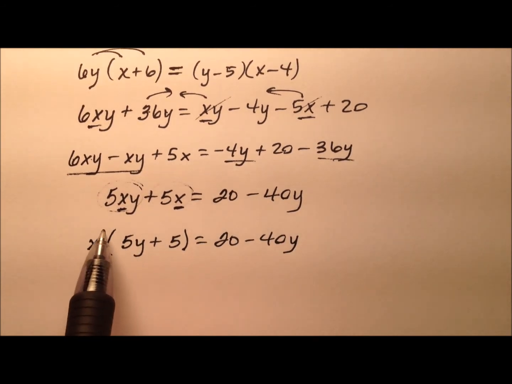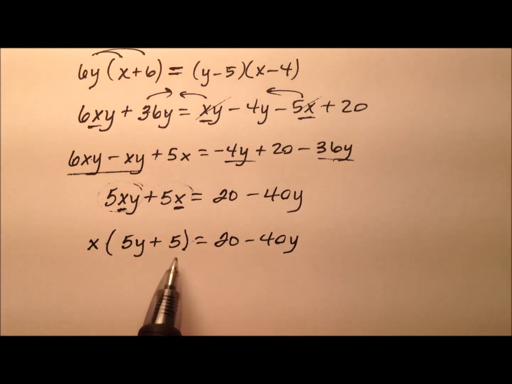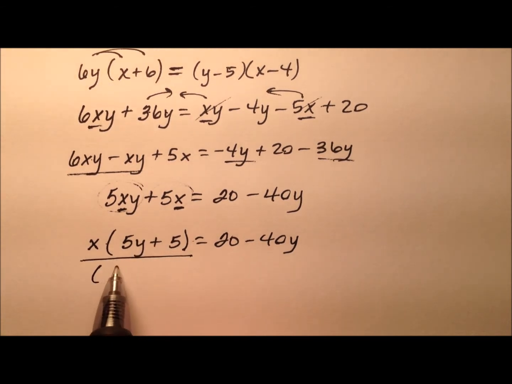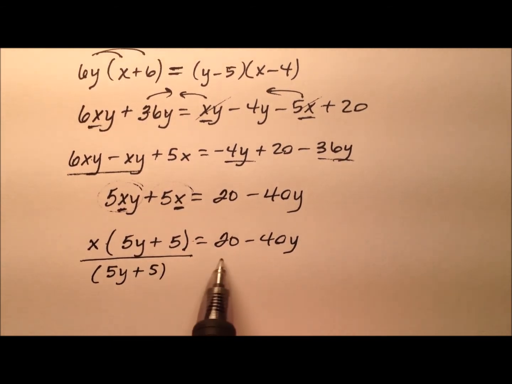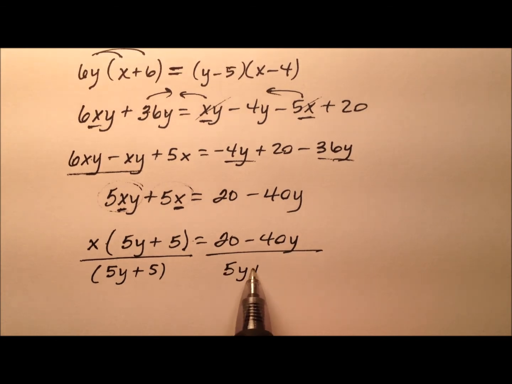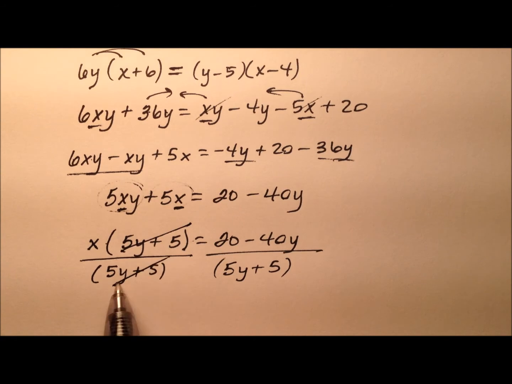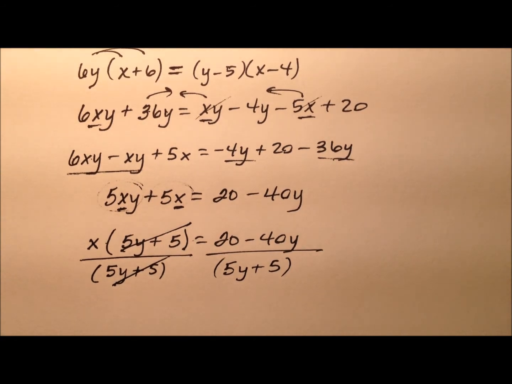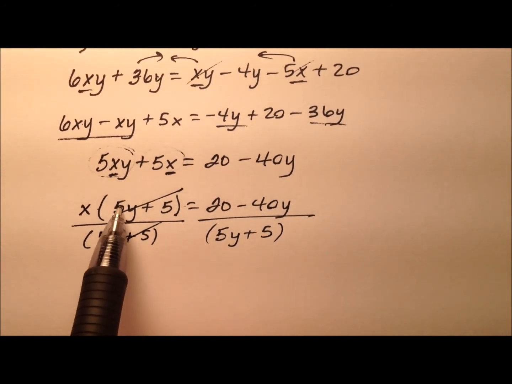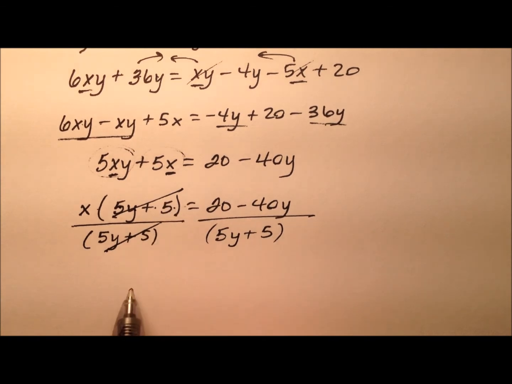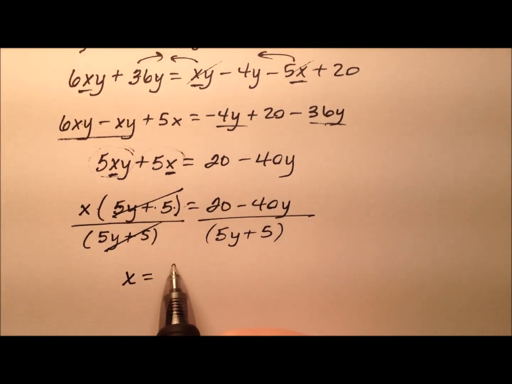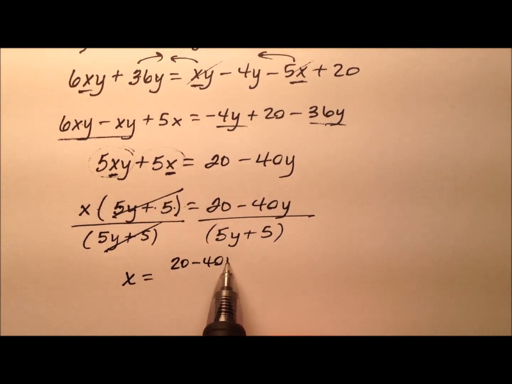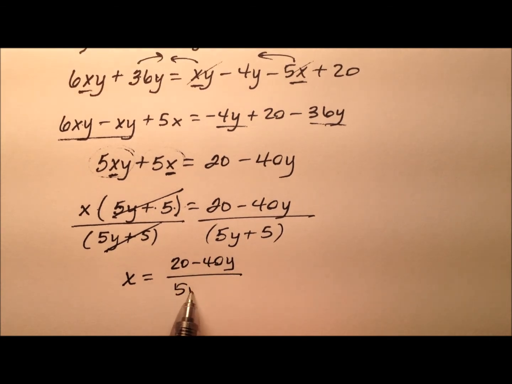And the next thing to do, because x is being multiplied by this expression, we will just take both sides of this equation and divide it by that 5y plus 5. So of course on the left we'll see those 5y plus 5 terms cancel. So we have x equals 20 minus 40y over 5y plus 5.